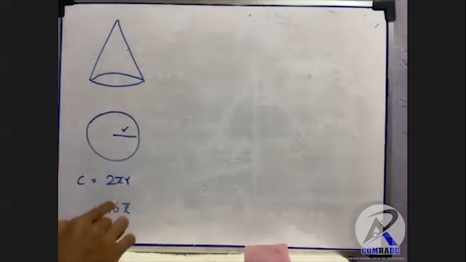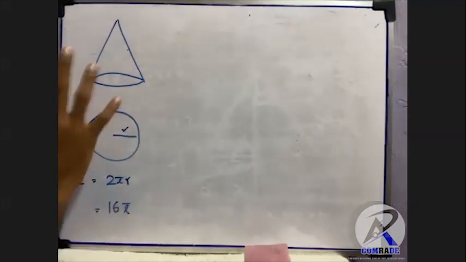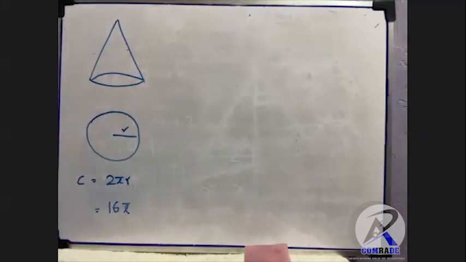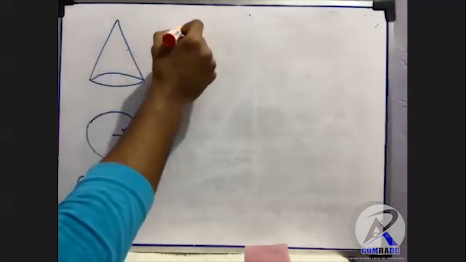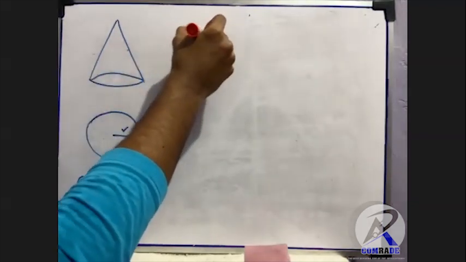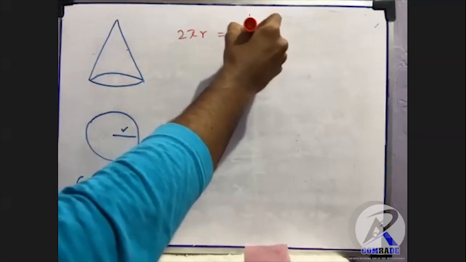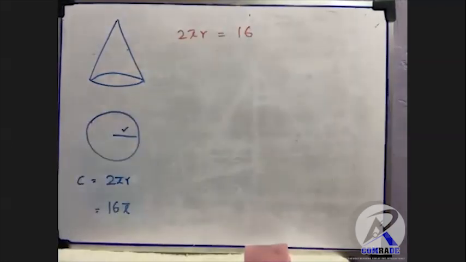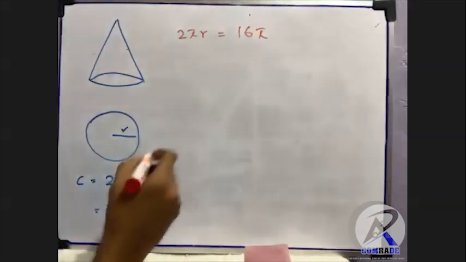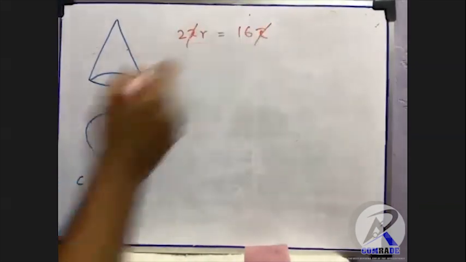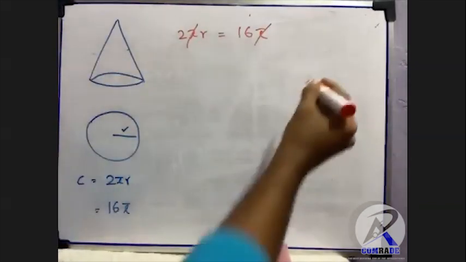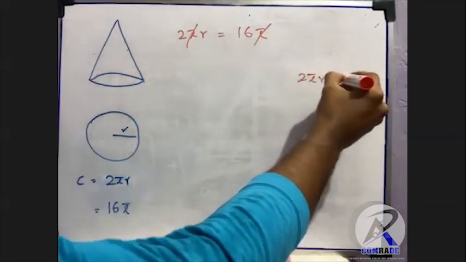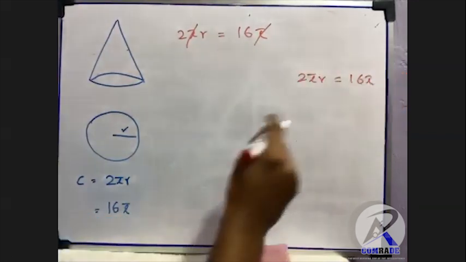So what I did, right? It is equal here to 16 pi. So what I have to do here is 2 pi r should be equal to 16 pi, because I want to find the radius. Okay, 16 pi. Pi to pi, cut it out. Can I cut like that? Yeah, sure. See this one. 2 pi r equals 16 pi. So I want to cut off to isolate r.